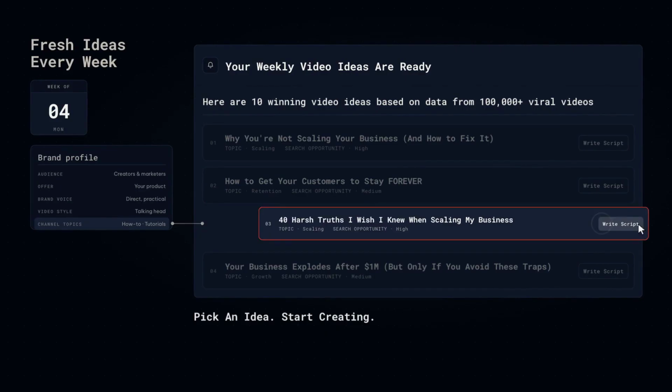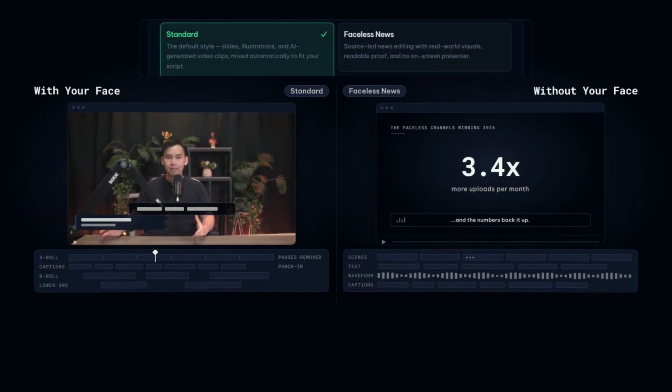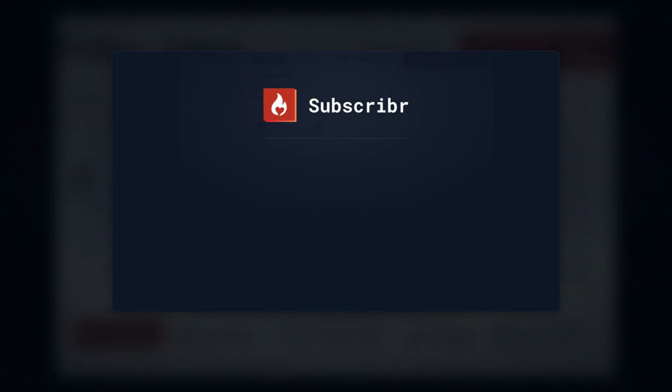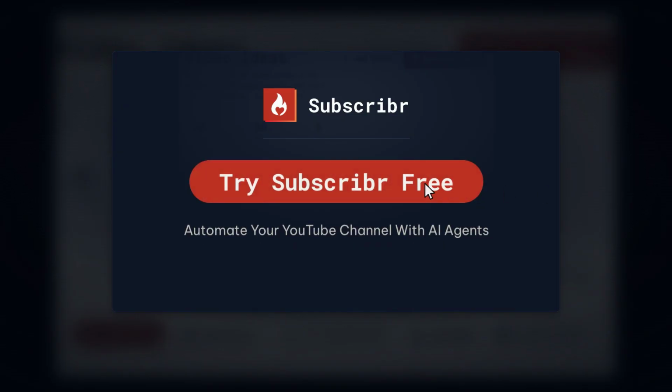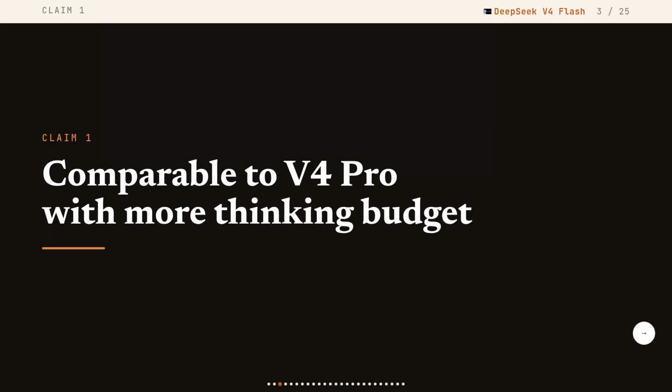Claim 1. DeepSeek V4 Flash is comparable to V4 Pro when you give it a bigger thinking budget. The number that matters here is 12.4 times cheaper per output token. If that parity claim is real, you'd be paying pro-level bills for no reason, and if it's not, you're betting your pipeline on a smaller model that quietly falls apart on the tasks that count.